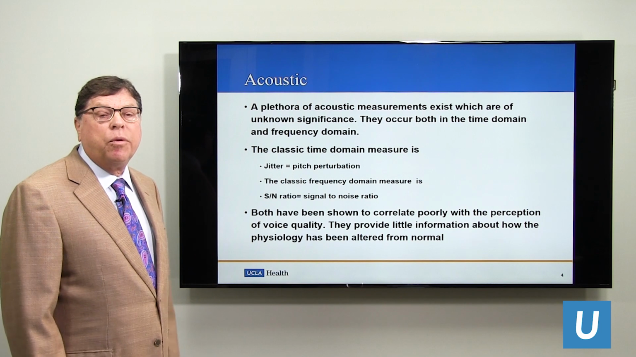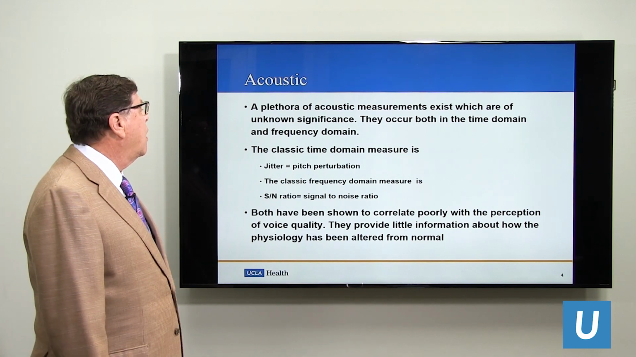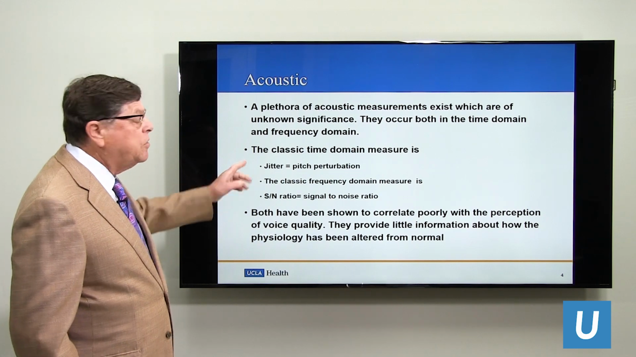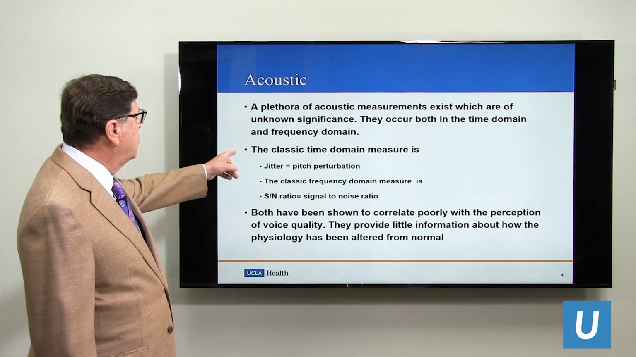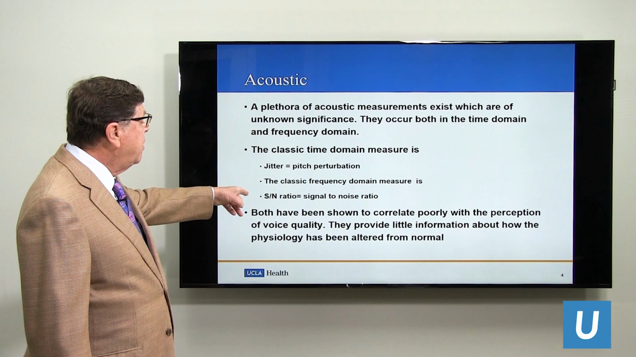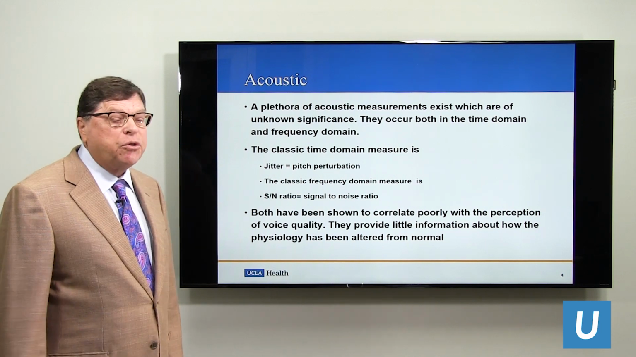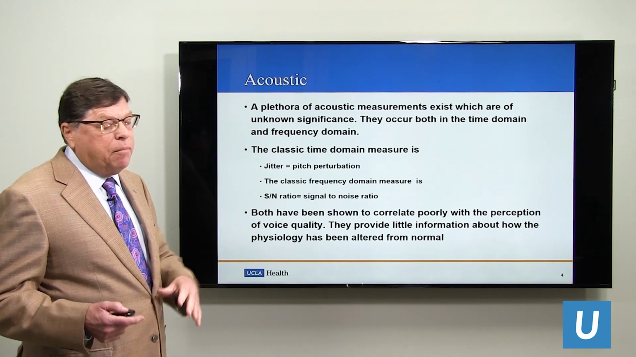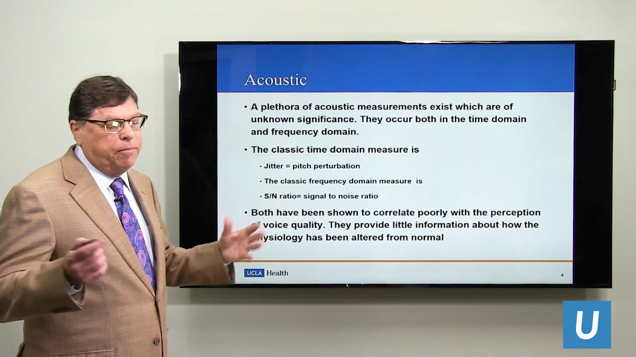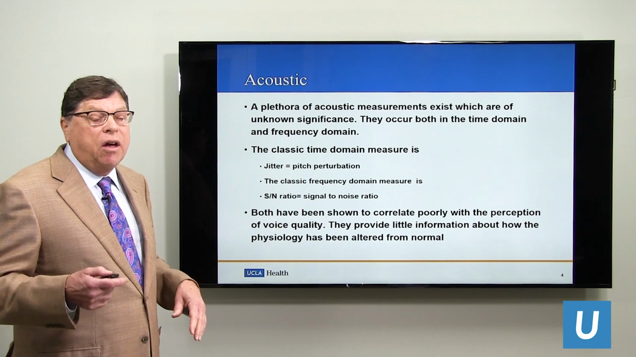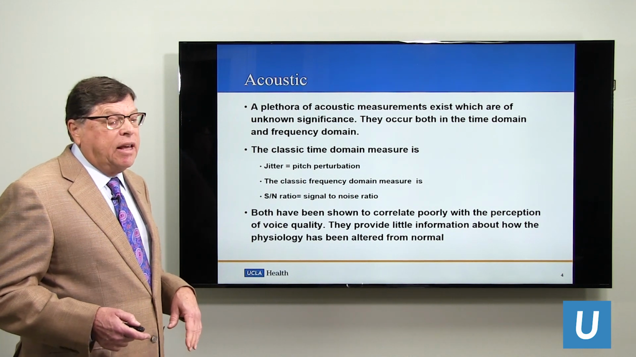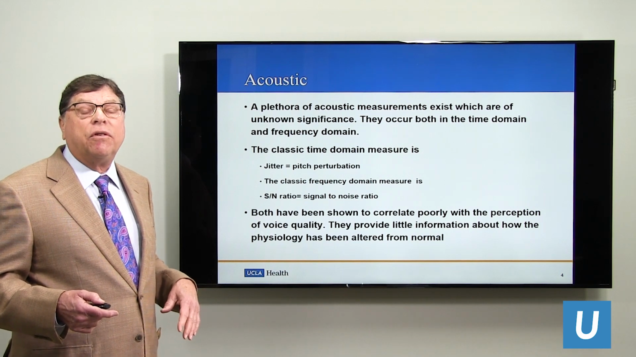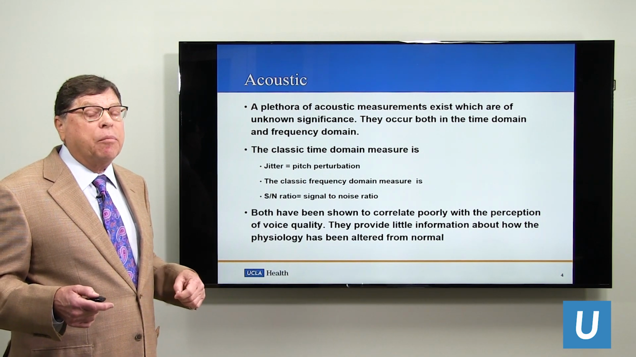So we're going to start with acoustic measures. There's a plethora of acoustic measures. The most famous ones are some complicated measures called jitter and shimmer and signal-to-noise ratio. I'm talking to you about this just to really point out that many years ago we used to do 40 different acoustic measures on every patient that came in. And the reality is that many of them are not very useful, and we really don't do that anymore.